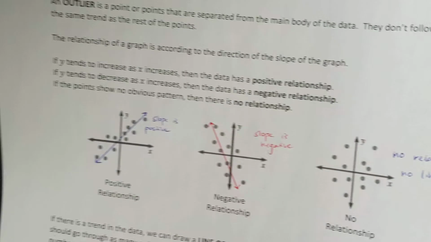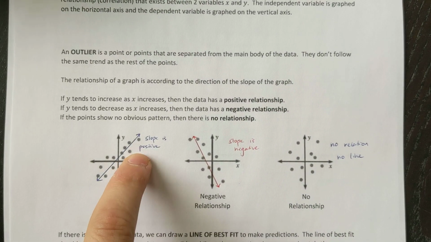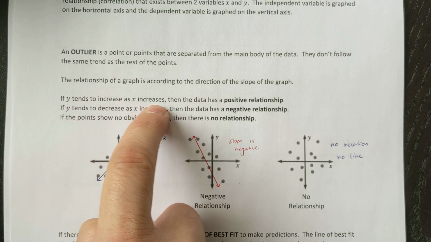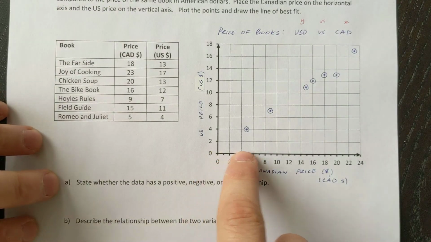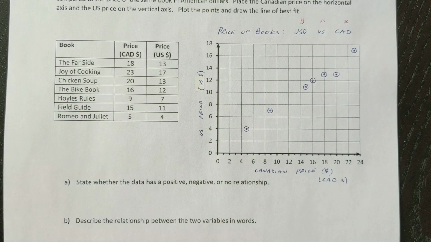Okay, so if it's a positive relationship, that means that the slope has to be positive. So y has to increase as x increases. Is this the case here? Well, as x goes up, y is also going up. So that means we have a positive relationship. So my answer here will be that the data has a positive relationship.